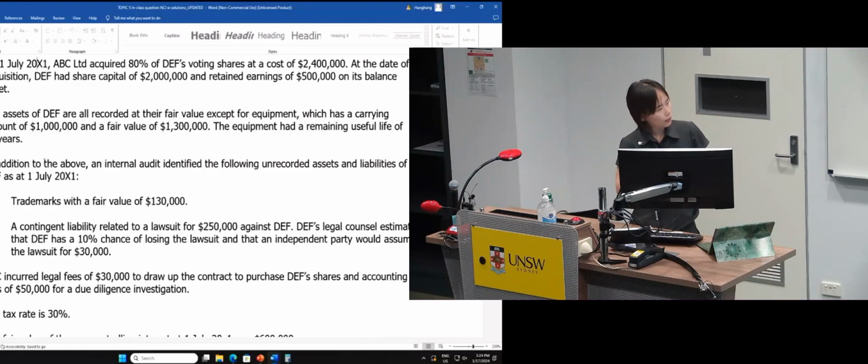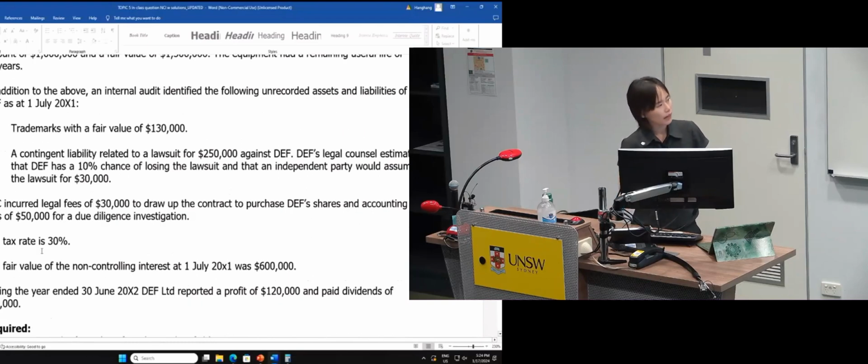Now, finally, ABC incurred legal fees and accounting fees. These are acquisition-related costs and should be expensed immediately as incurred, because the benefits have already been consumed, considering the service has already been received by the parent entity. Okay? So these should be recorded by the parent company as expense when incurred.